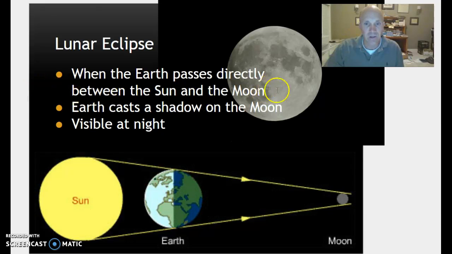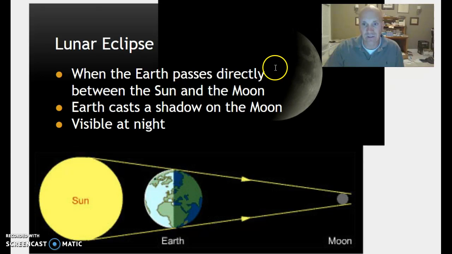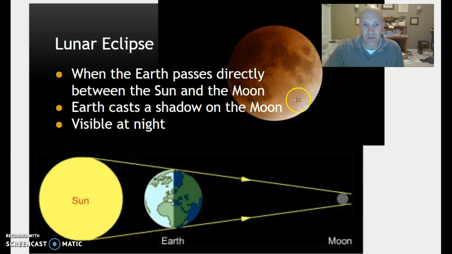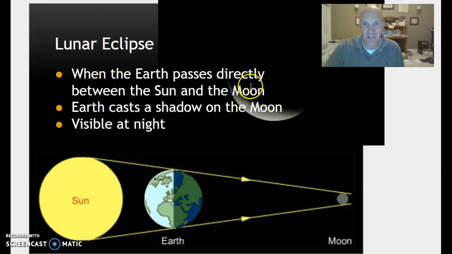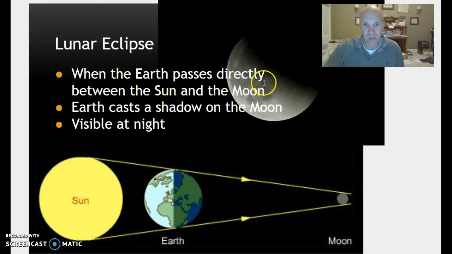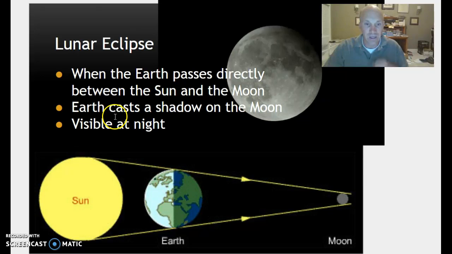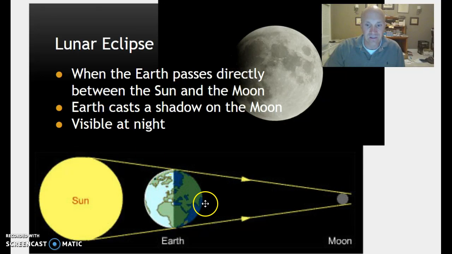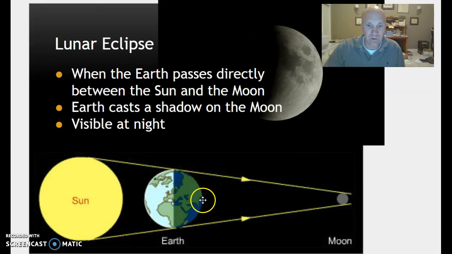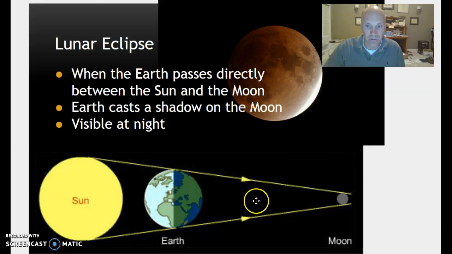This shows a little of what it looks like as the Earth gets in the way of the sun and the moon. It casts that shadow, and you can see the shadow as it passes in front of the moon. In order to see this event, you'd have to be on this side of the Earth looking at the moon, so it would have to happen at night.